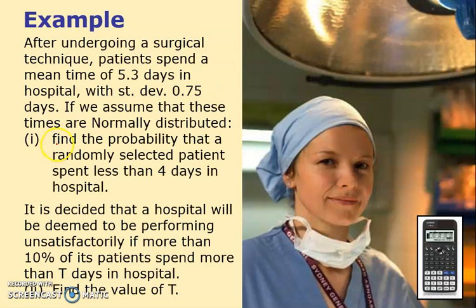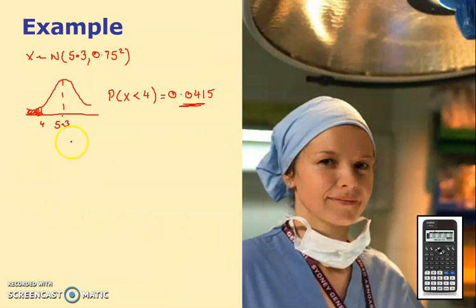Let's go back to the next part of the question. It is decided that the hospital is deemed to be unsatisfactory if 10% spend more than t days in the hospital. Find this number t. Again, same picture. T is over here, because it's more than some number, and it says this is 10%. So notice, this is 90%.